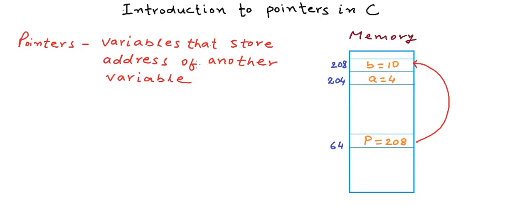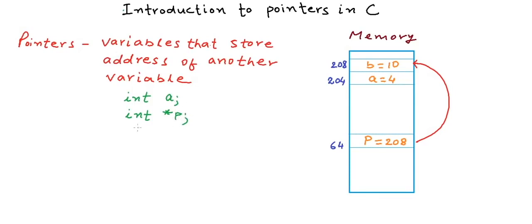Let us now see the syntax of pointer variables in C. A normal variable is declared by writing the data type and the variable name. So int a means that we have a variable a of type int. If we want to write a pointer variable that should point to another variable, all we do is put an asterisk sign before the variable. So p is now a pointer variable that points to an integer. So p is a variable that can store the address of an integer.